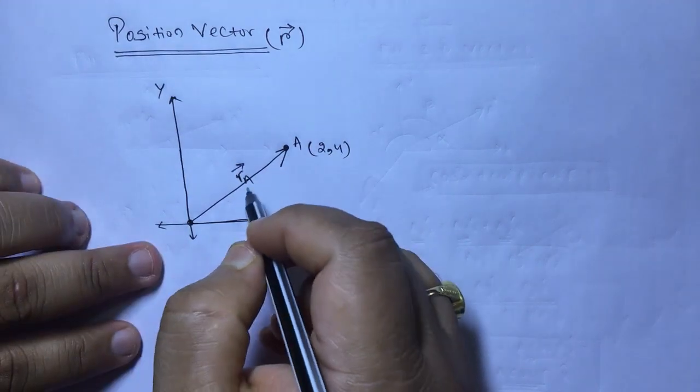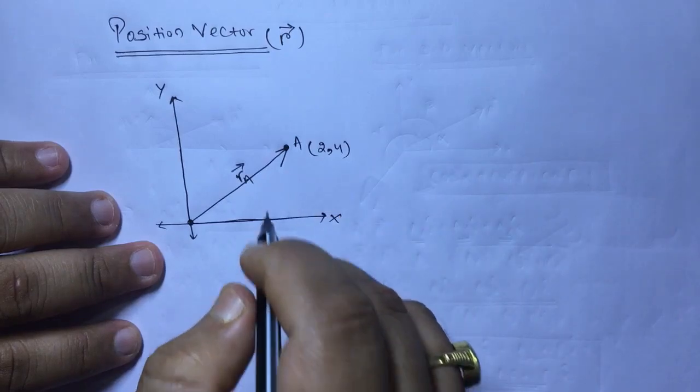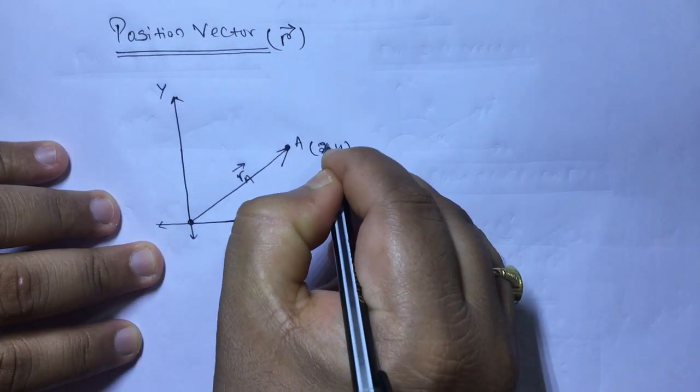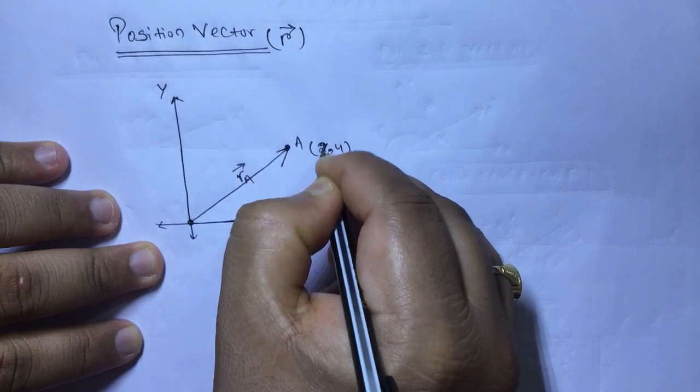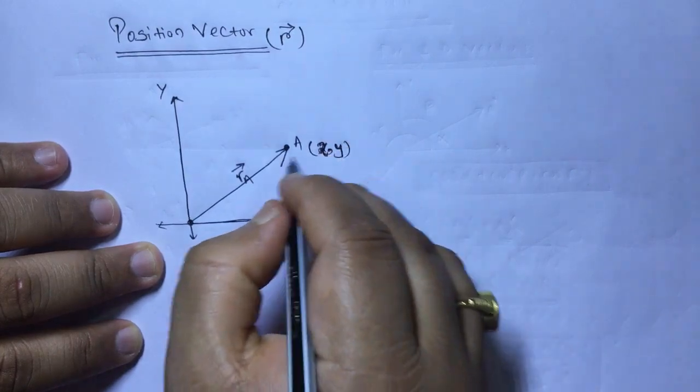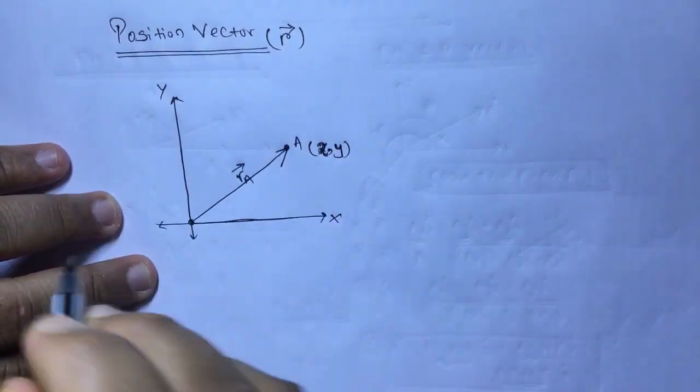Now let us know how this can give you the position vector and what the expression of r a vector is going to be. Let the coordinate of this point be written as x and y. For now let us write it as x comma y. What do you mean by x comma y?